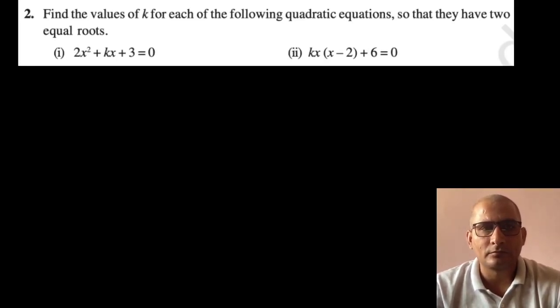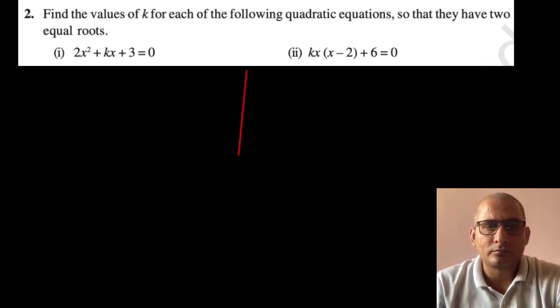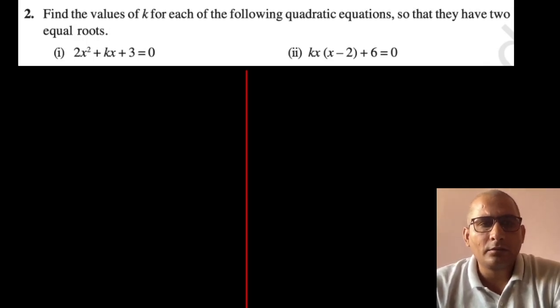Find the values for k for each of the following quadratic equations so that they have two equal roots. First, 2x squared plus kx plus 3 is equal to 0. Okay. So if you look at this question here, we need to find out the value of k.